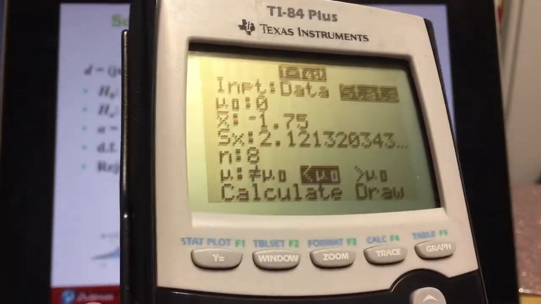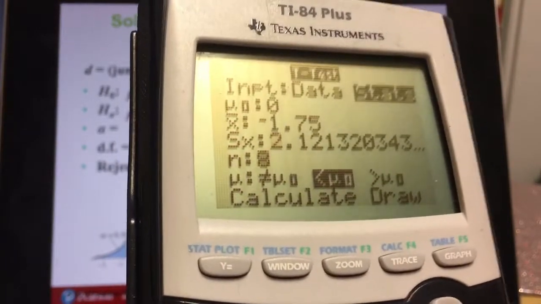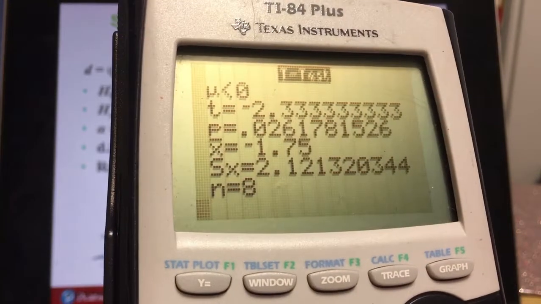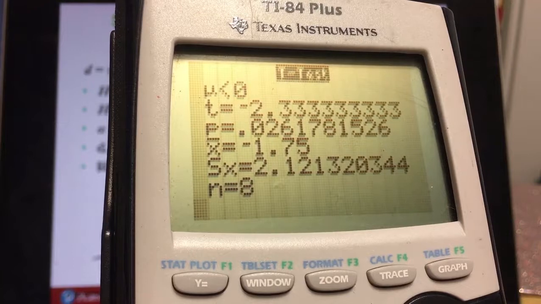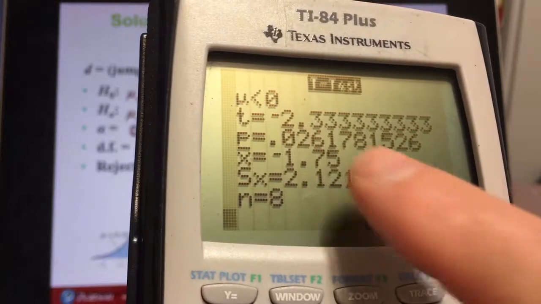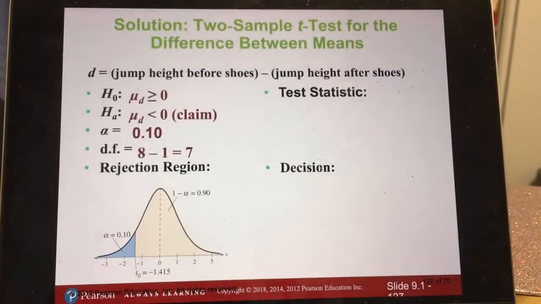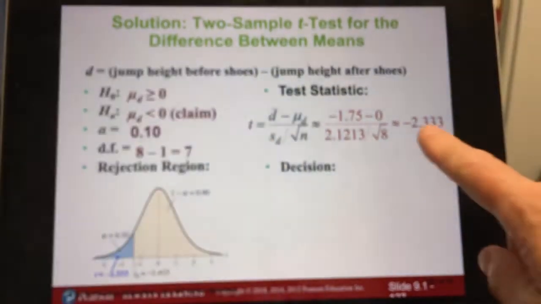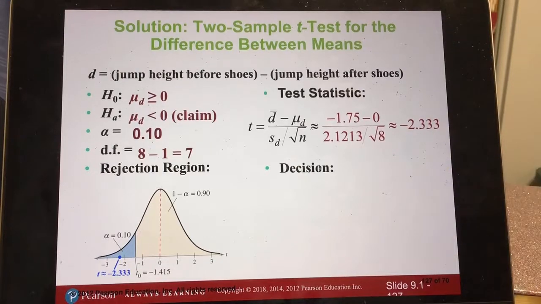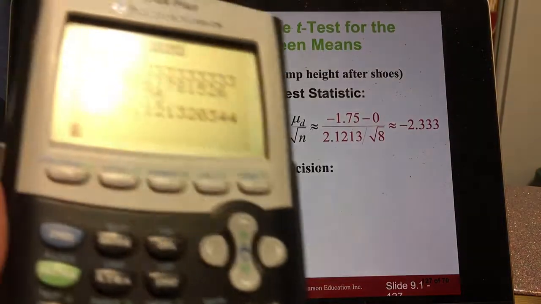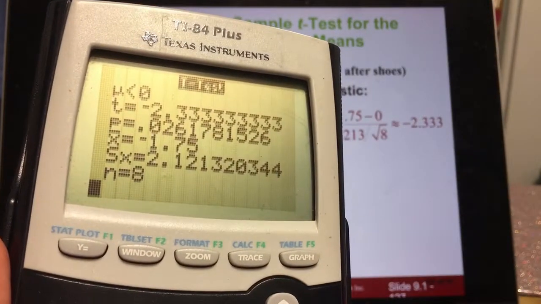So we're ready to calculate our T statistic. Let's get down there, hit calculate, enter, and we get negative 2.33. Our p-value is 0.026, and then it gives us our stats again. So let's go over here, our test statistic. We calculated negative 2.33. They did it by hand and calculated negative 2.33. I like the technology, don't you? They did not calculate the p-value, but we're going to do it with the p-value too, just to show that it is correct.